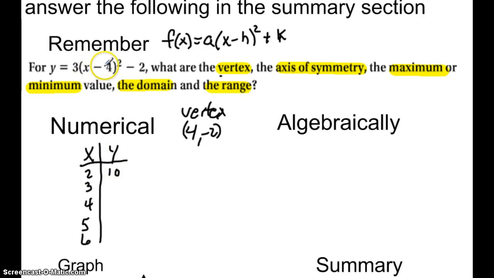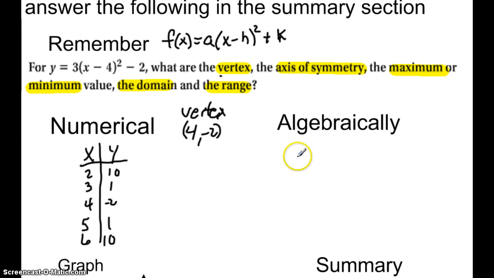Plug in 3. 3 minus 4 is negative 1. Negative 1 squared is 1. 1 times 3 is 3. 3 minus 2 is 1. Plug in 4. 4 minus 4 is 0. That's going to leave us with negative 2, as we've stated already. And 5. 5 minus 4 is 1. 1 squared is 1. 3 times 1 is 3. 3 minus 2 is 1. Plug in 6. 6 minus 4 is 2. 2 squared is 4. 4 times 3 is 12. 12 minus 2 is 10.